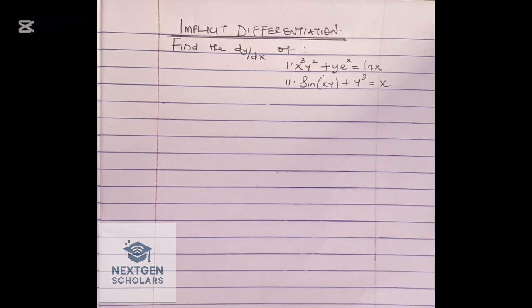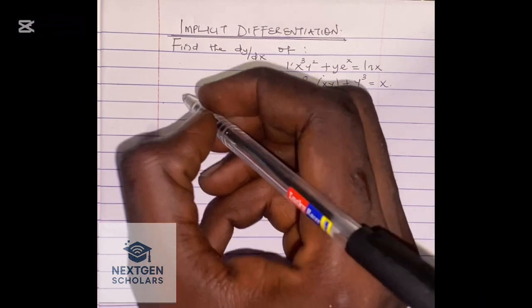Alright, welcome to this video. In this lesson we have been asked to solve these problems because we are still on implicit differentiation. The first question says x cubed y squared plus y e to the x equals ln x, and the second one says sin xy plus y cubed equals x. So let's go.